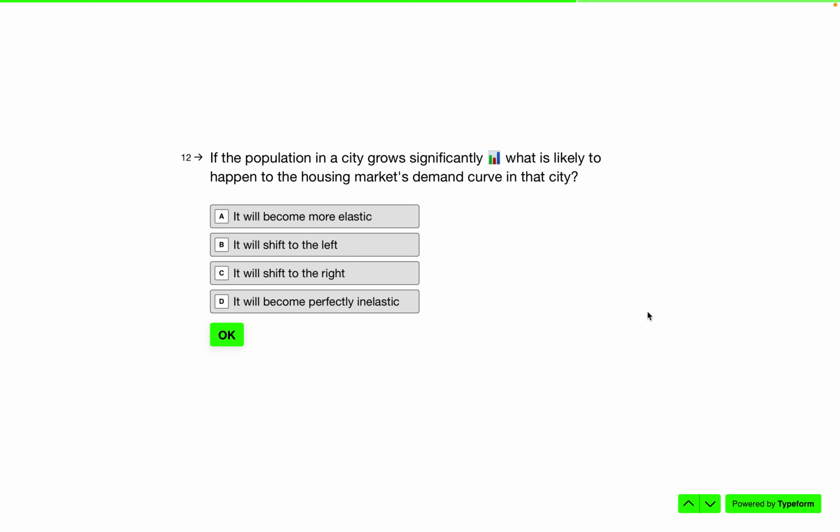If the population in a city grows significantly, what is likely to happen to the housing market's demand curve in that city? It's going to shift out. It's going to shift right, right? So the answer should be C.